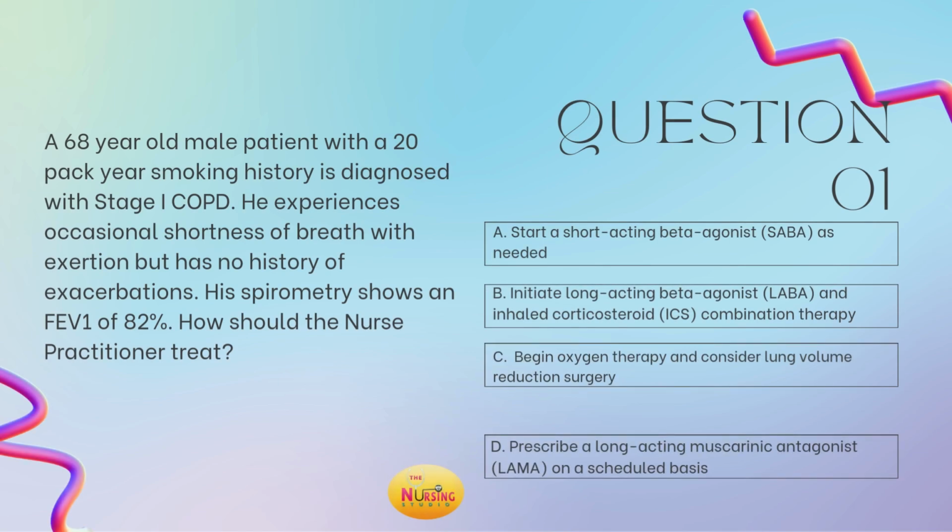All right, so question number one. A 68-year-old male patient with a 20-pack year smoking history is diagnosed with stage 1 COPD. He experiences occasional shortness of breath with exertion but has no history of exacerbations. His spirometry shows a FEV1 of 82%. How should the nurse practitioner treat? Is it A, start a SABA as needed, B, initiate a LABA and a ICS combination therapy, C, begin oxygen therapy and consider surgery, or D, prescribe a long-acting muscarinic agent, a LAMA? Take a moment and tell me what you got.